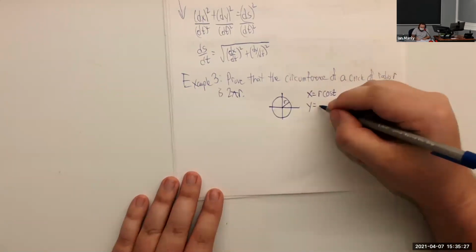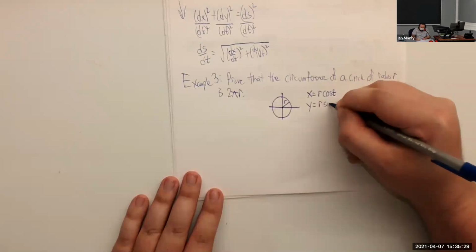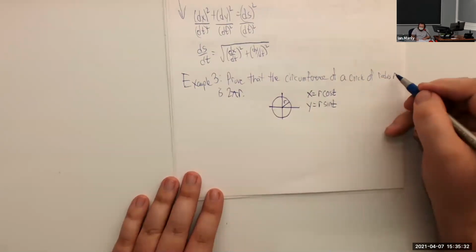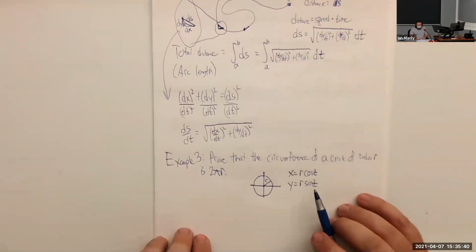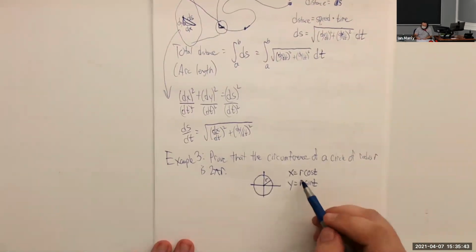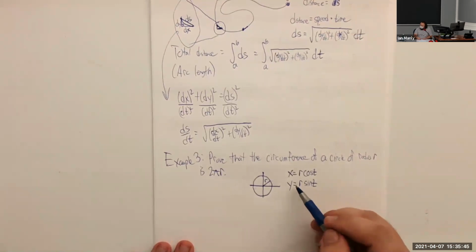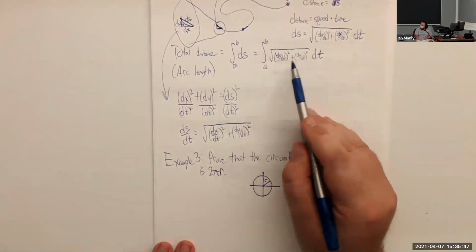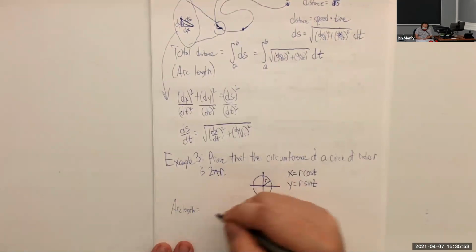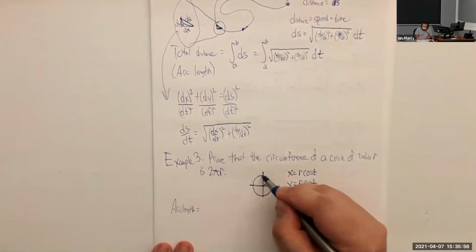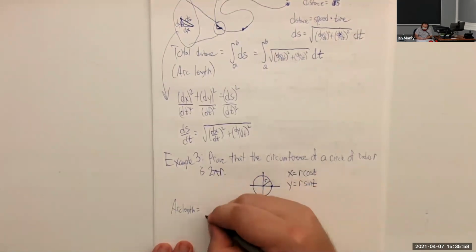And then y, naturally, will be r sine of t. And this r is just some fixed constant based on whatever the radius is here. All right, so what we're going to do now is we're going to take this and put it into our equation here. So we want to figure out the arc length of a circle. So we're going to start at t equals 0 and go all the way around the circle to 2 pi.